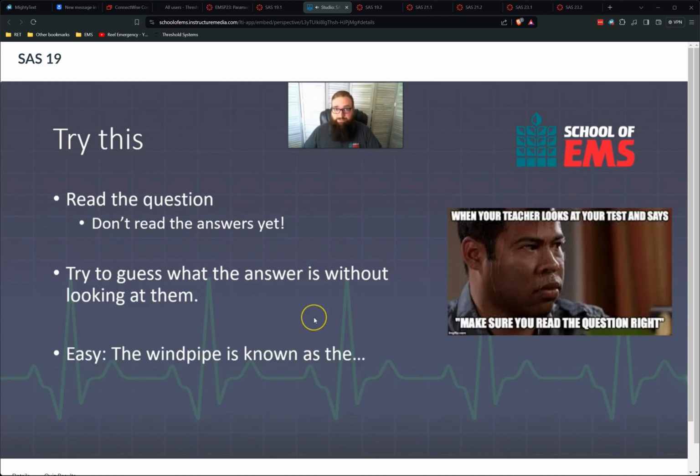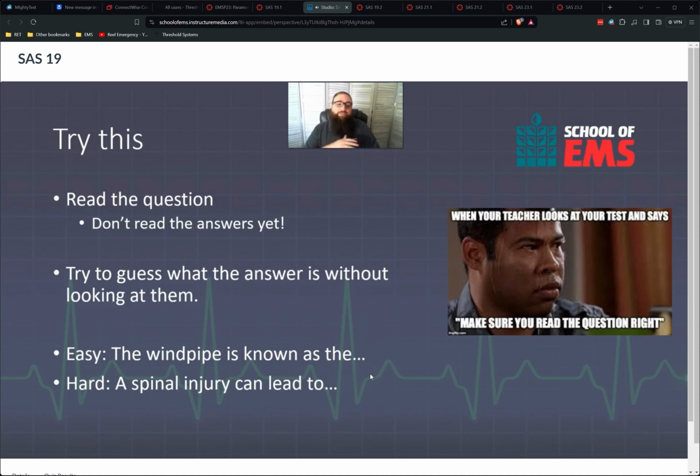So this is an easy one. This is just a straight terminology, A and P. You should be able to get this one right without even seeing the multiple choice answers. So if they give you a basic definition, you won't need the multiple choice. Now, it does kind of help to see it, to maybe confirm what you thought it was, but you should be able to answer this one, obviously being trachea.